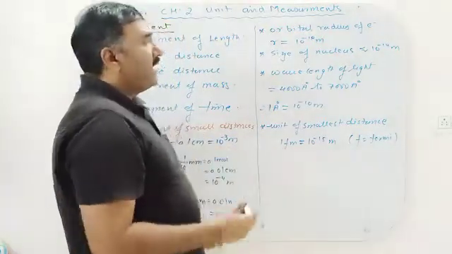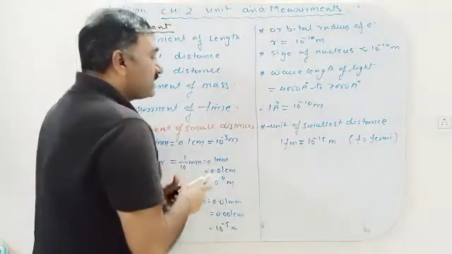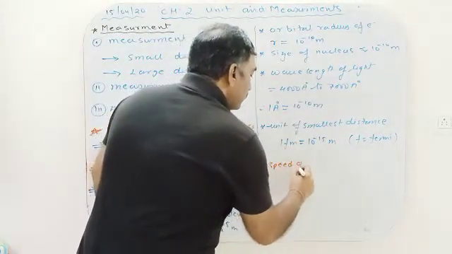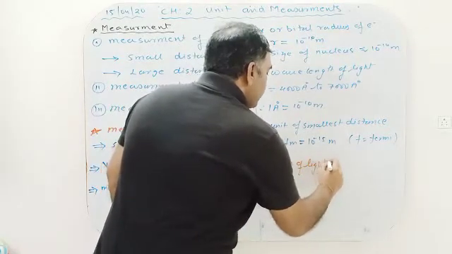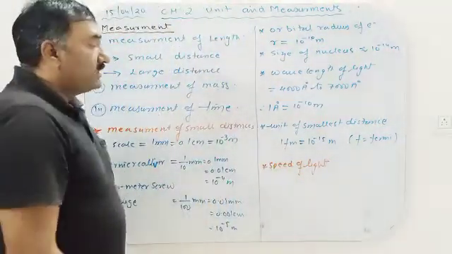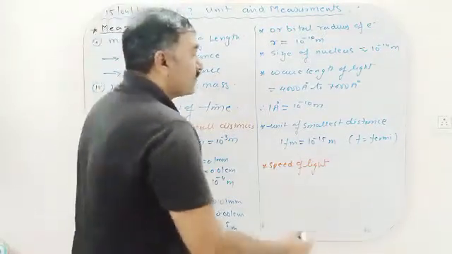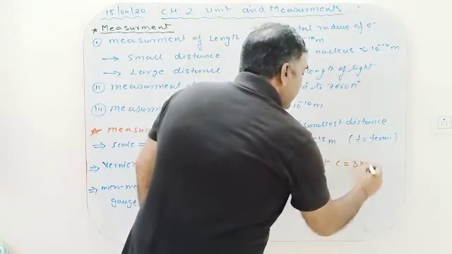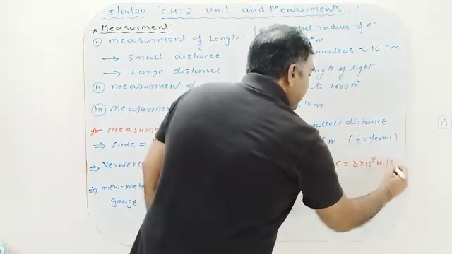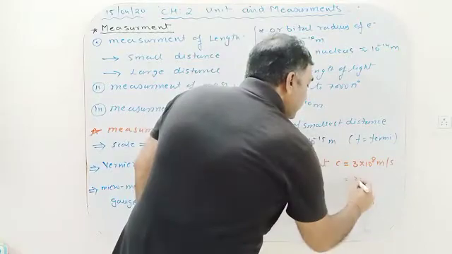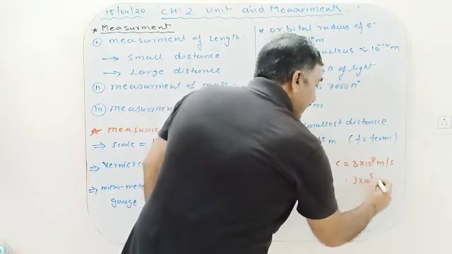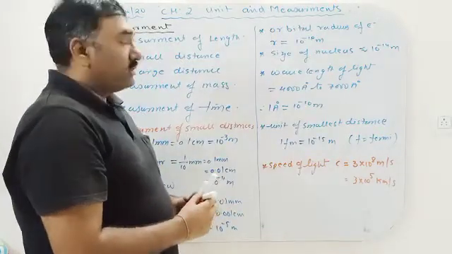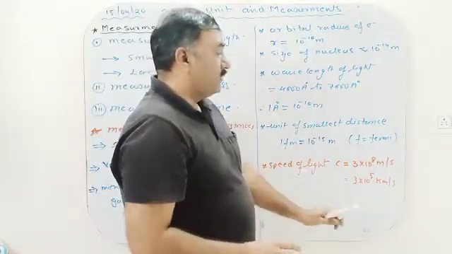And already you know what the speed of light is. We know that this is the fastest speed in this universe, and the speed of light is represented by c, and that is 3 into 10 raised to power 8 meter per second, or 3 into 10 raised to power 5 kilometer per second, 3 lakh kilometer per second.